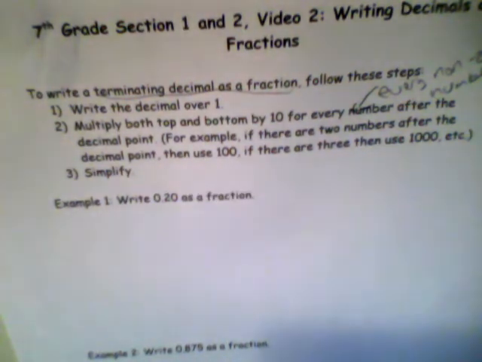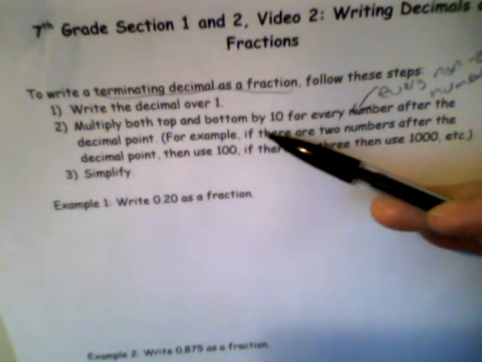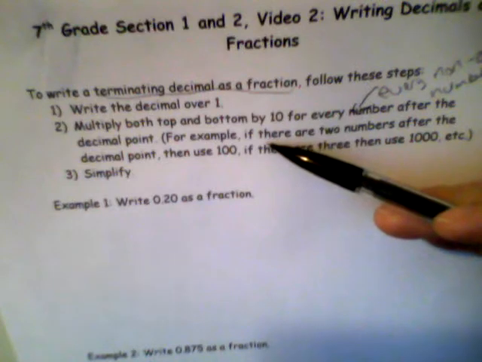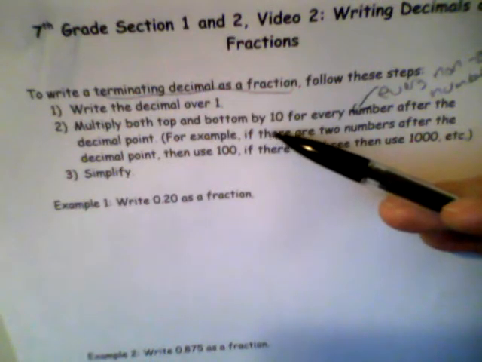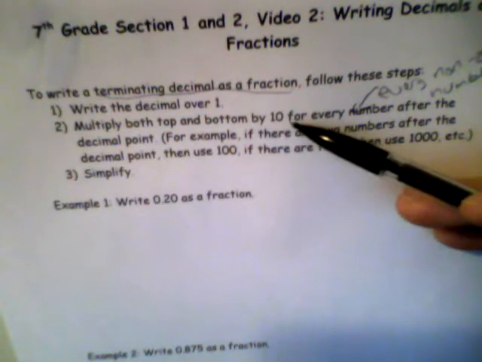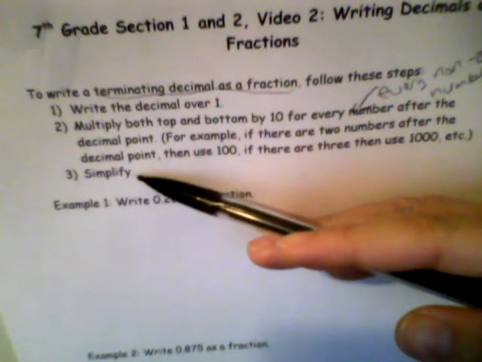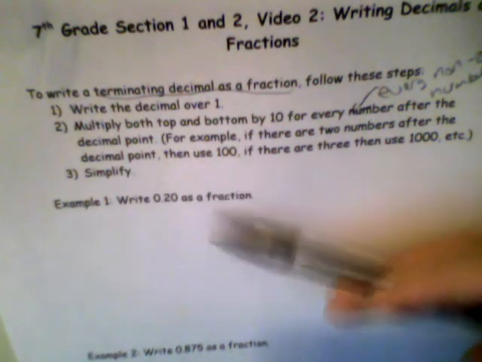So to recap again, we're going to first write the decimal over 1. Then we'll multiply the top and bottom by 10 for every non-zero number after the decimal point. Now when you're multiplying top and bottom by 10, you're actually moving the decimal one place to the right. And then the third step is that you're going to simplify. This could be a little confusing at first, so we'll work a couple of examples.